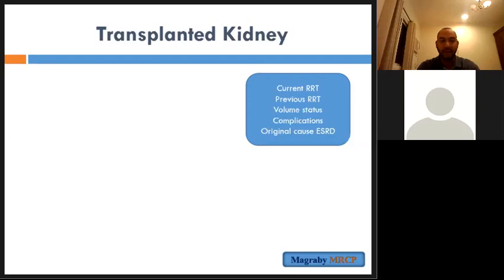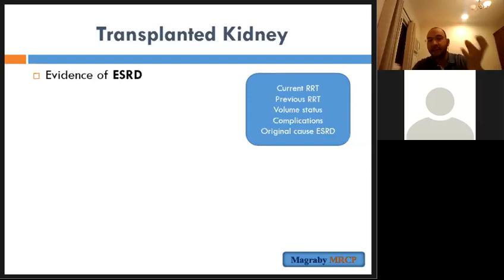You need to check what is the current mode of renal replacement therapy. Now it is transplantation. For the previous mode, search for any scar on the abdomen for a previous Tenckhoff catheter. Search for any scar in the neck for a previous permcath session. Search for any AV fistula or graft in the arm, which indicates that the patient was on regular hemodialysis before. Check the volume status of the patient, whether euvolemic or hypervolemic, and try to search for a cause of renal failure if it is apparent to you.